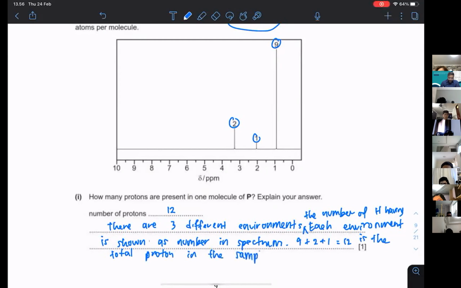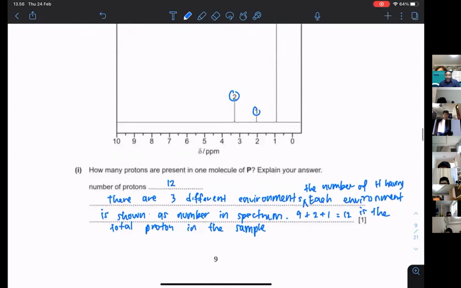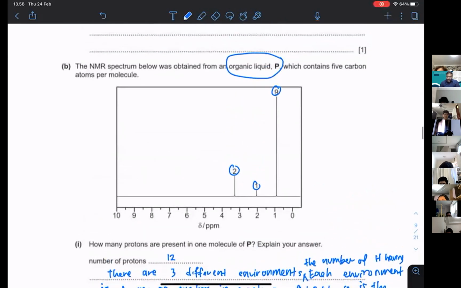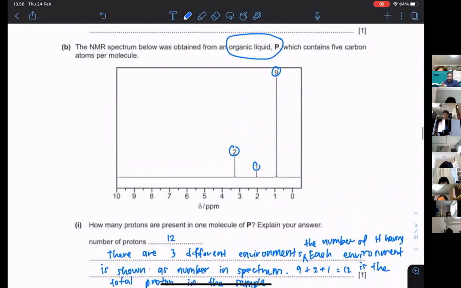So you just need to explain more about it. There are going to be 12 protons. So if you have 5 carbon, we know 5 carbon, and then you have 12 hydrogen.